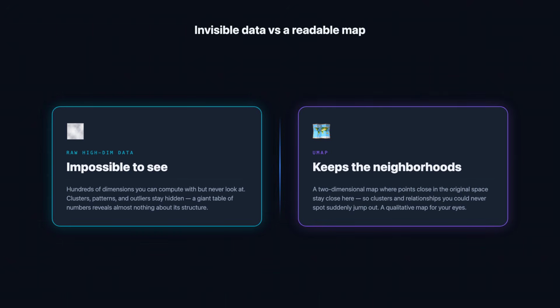UMAP turns that same data into a 2-dimensional map that keeps the neighborhoods intact. Points that were close in the original space stay close in the picture, so clusters and relationships you could never have spotted suddenly jump right out. It is a qualitative map you can actually explore with your eyes.